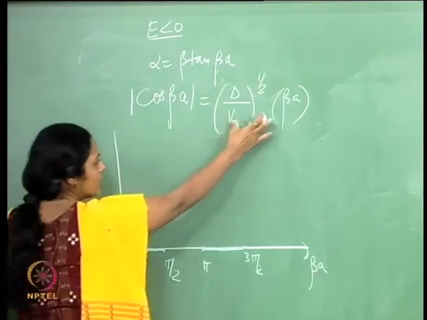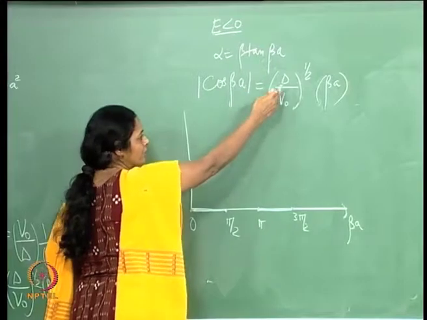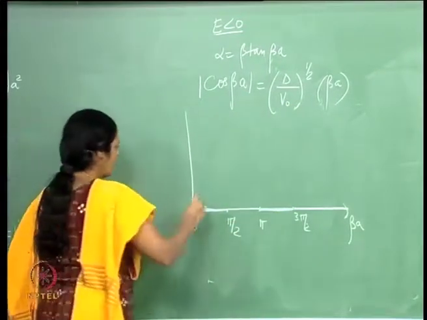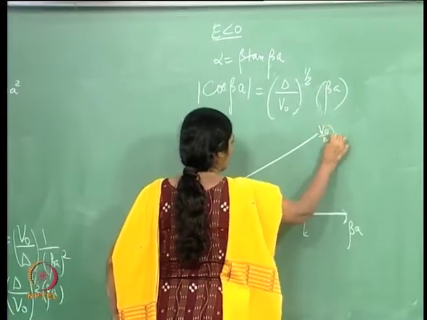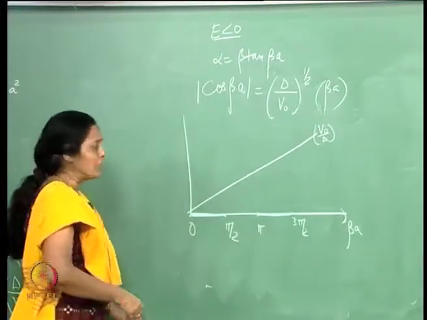So, I can plot the right hand side separately here. I plot delta by v naught to the power of half beta A versus beta A. That is going to be a straight line. Basically, I can choose various values of V naught by delta. So I get straight lines depending on the value of V naught by delta.